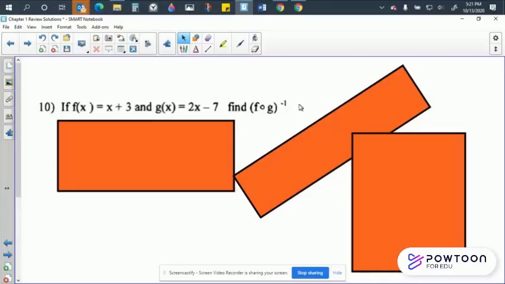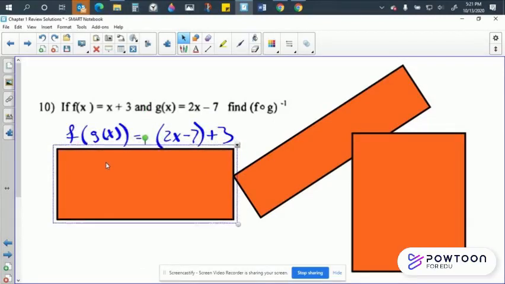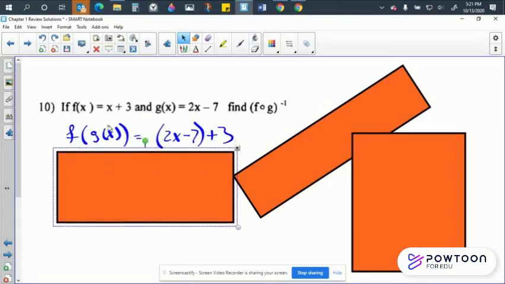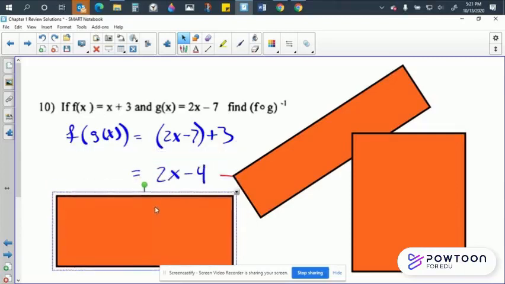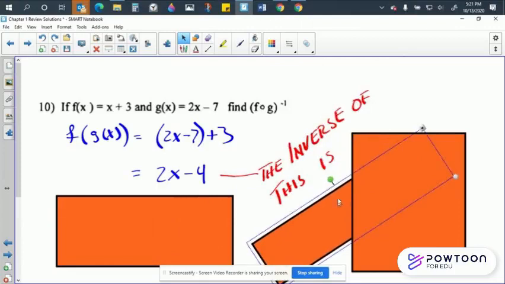Okay, now to find the inverse of a composition function, first you need to find the composition. So we'll take f of g of x, and once again, make sure you're plugging the g of x in for x in f of x. And we simplify and we get 2x minus 4. Now we need to find the inverse of that function.